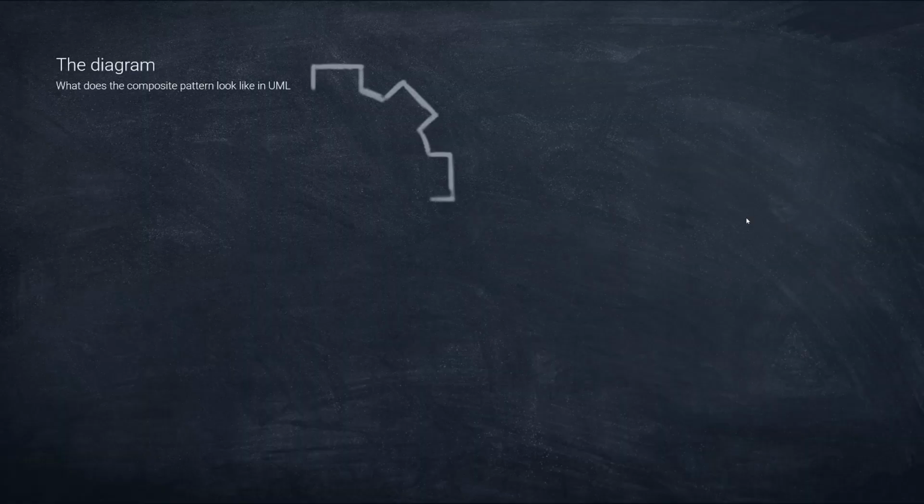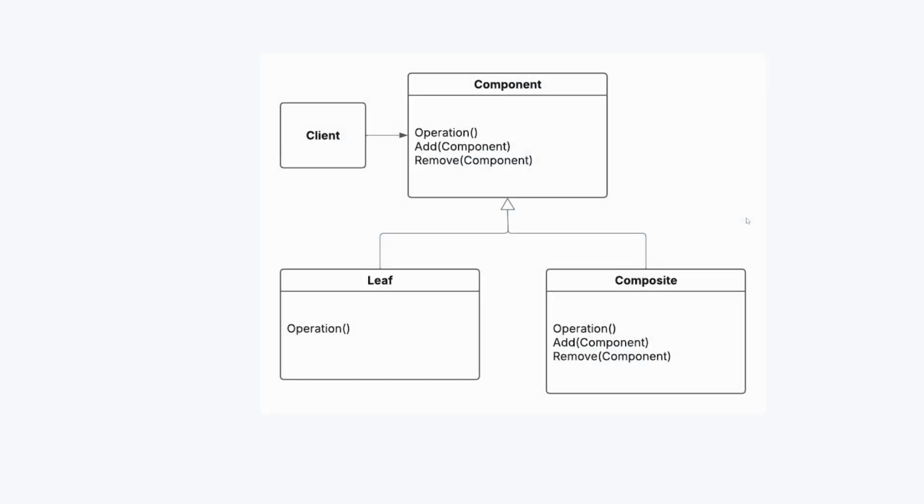Now let's have a look at the diagram. What does the composite pattern look like in UML? So we have the component, which would be an interface or abstract class. It defines methods for adding and removing components and has an operation. The operation could be displaying information about the components, for example.